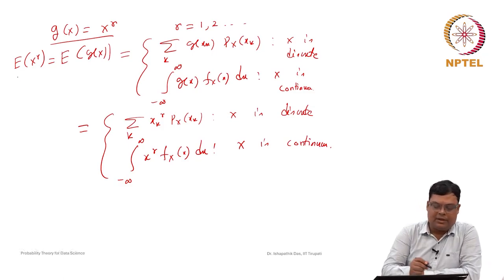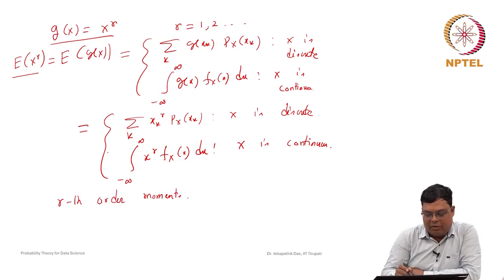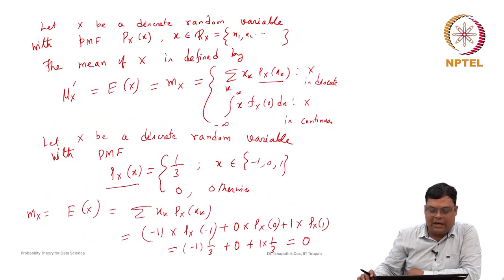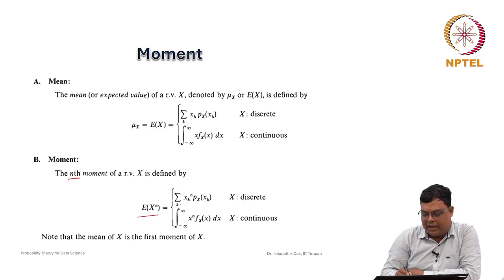Now, this expected value of X to the power r is known as the moments, or rth order moments. So, basically we could define rth order moments directly with this formula. In this slide you can see that the nth order moment of a random variable X is defined by the expected value of X to the power n: the summation of x_k to the power n p_X(x_k) whenever X is discrete, and the integral from minus infinity to plus infinity of x to the power n f_X(x) dx whenever X is continuous.